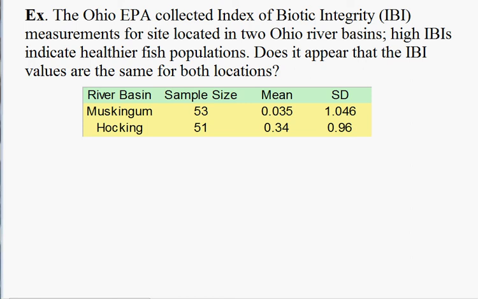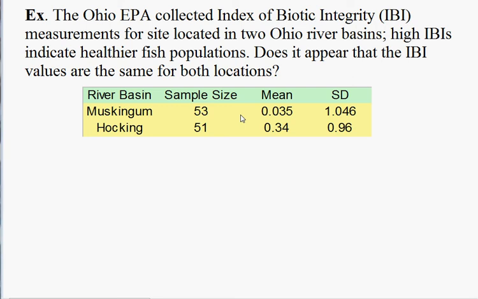In this video, we talk about the method of hypothesis testing if I have two different samples. So the screen shows the samples that were collected from two different river basins in Ohio. One gives a mean of 0.035 with a standard deviation of 1.046. The other one gives a mean IBI of 0.34 with a standard deviation of 0.96. And so the question is, does it appear that the two locations have the same mean IBI?